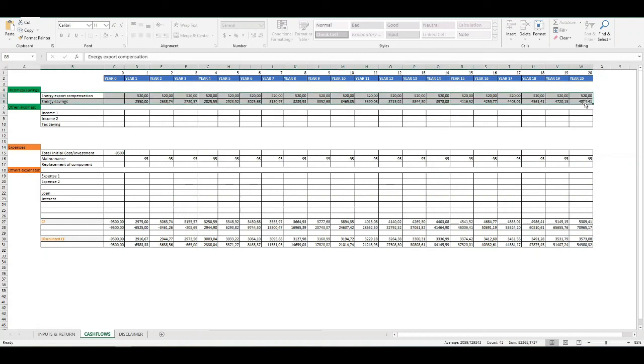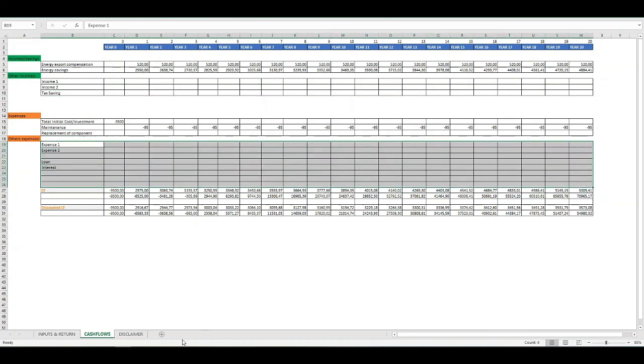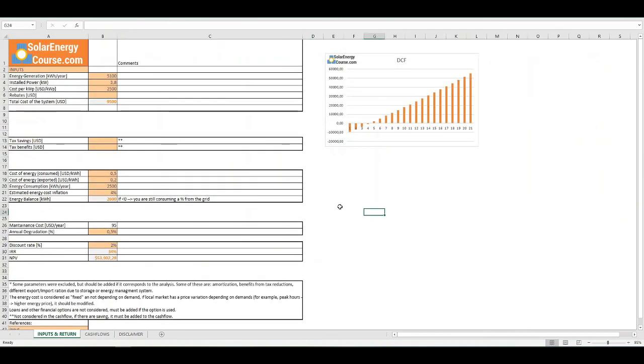On the second sheet, we have the cash flows for the next 20 years. Here, we completed some rows that can be completed automatically with the inputs of the first sheet. But if you think that there will be extra expenses or incomes, or you have to consider loans or interest or rebates or similar, we left some rows so that you can complete them, and you can take that into account when calculating the NPV for your project.